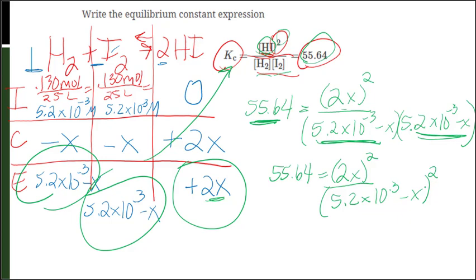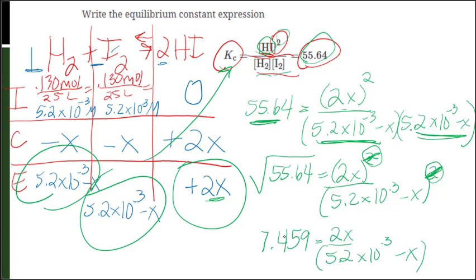Okay, now we got to start reducing because we need to solve for x. The first thing I notice is that I've got a squared on the numerator, a squared on the denominator, so I could get rid of both of those squares as long as I square root the left side of my equal sign. So let's do that first. That left me the square root of 55.64 with 7.459. Now we need to cross multiply. So I need to do 7.459 times 5.2 times 10 to the negative 3 minus x.